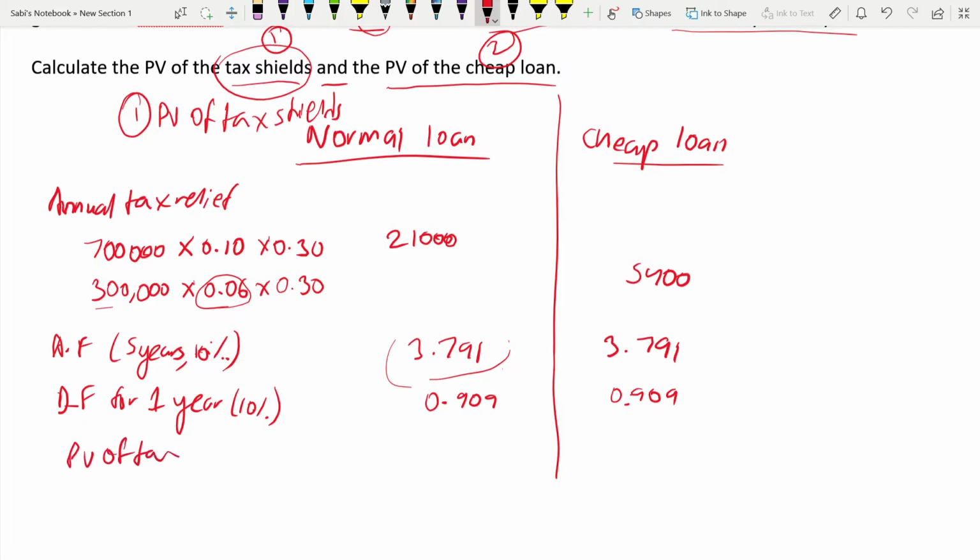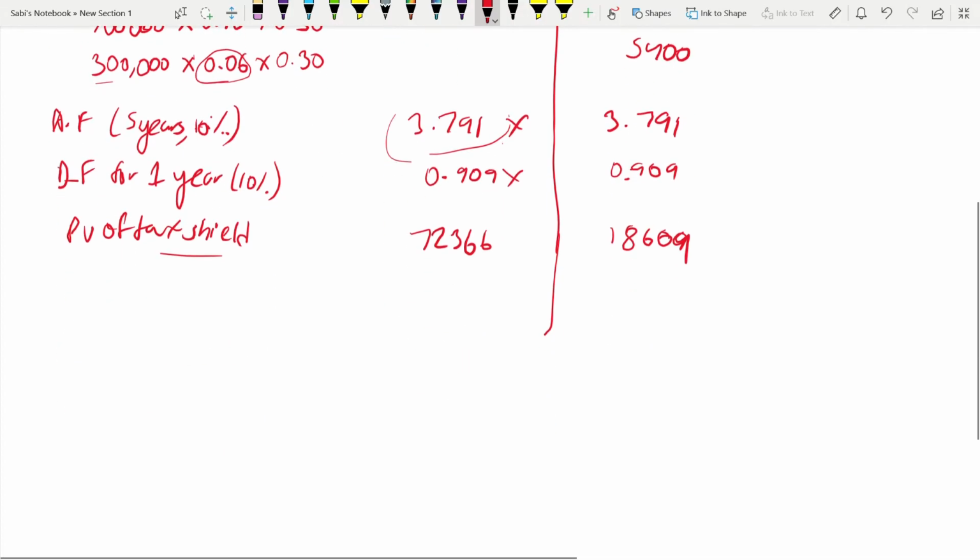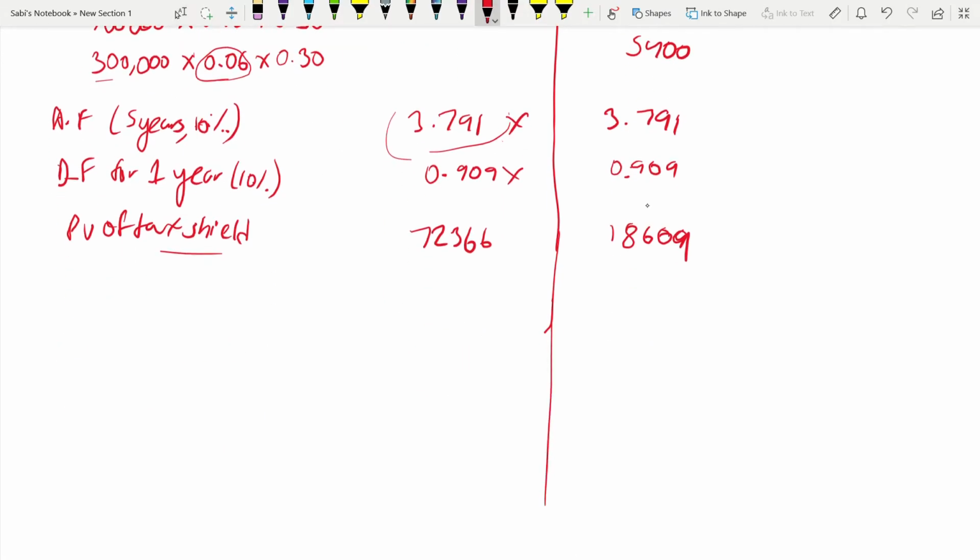Present value of tax shield. How are you going to get it? Just simply multiply 21,000 with this, multiply with 0.909, and you will get 72,366. Here you will get 18,609. This is not over, this is just the tax shield present value. What about the cheap loan? Because of the cheap loan you have to pay less interest now. You have to work that also.